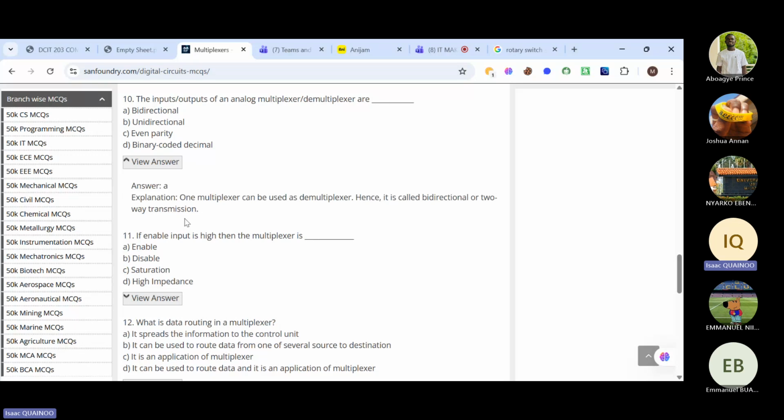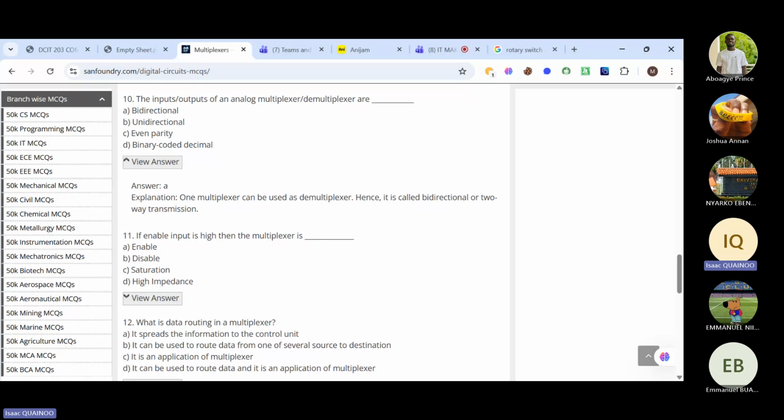All right, so we have A, bidirectional. And the explanation is that one multiplexer can be used as a demultiplexer. Hence, it is called bidirectional or two-way transmission. We know that a multiplexer is the opposite of a demultiplexer, right? So if you invert a multiplexer, you get a demultiplexer.